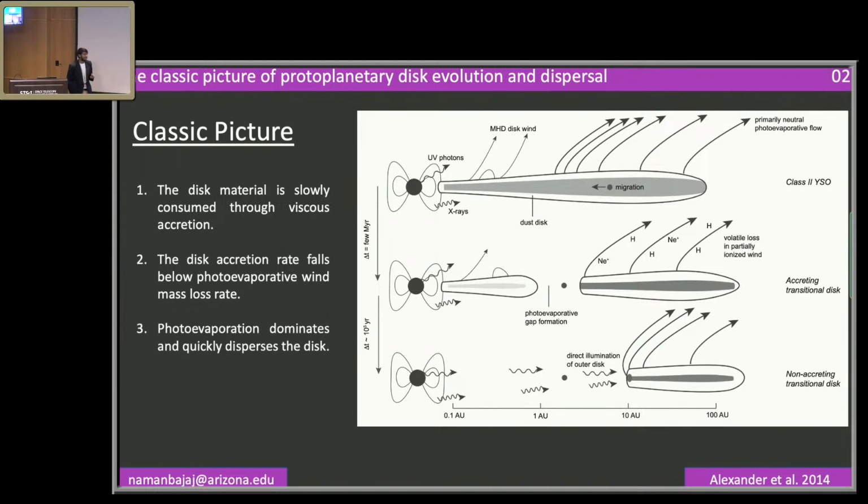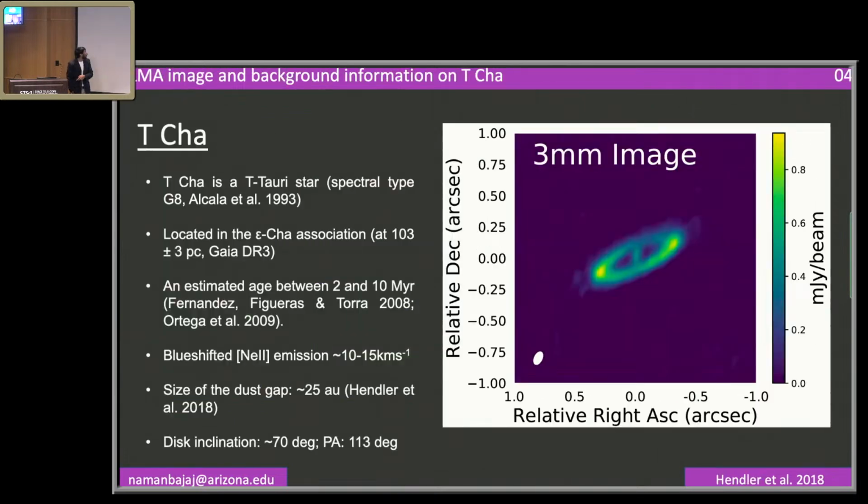But more recently, instead of viscous accretion, MHD or magnetohydrodynamic disk winds have gained traction due to their observations, and they are believed to drive accretion in the disk by removing the angular momentum from the disk. So do we have observational evidence for this whole very nice picture that we have here of the evolution of the disk? The answer obviously is no.